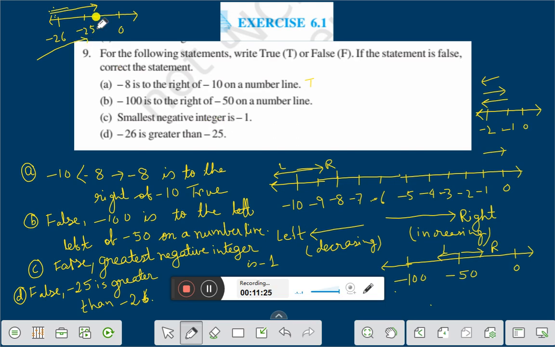Minus 26 is greater than minus 25. Here you see 0, this is minus 25, this is minus 26. In this direction it is increasing and in this direction it is decreasing, right? Therefore, you can say that minus 25 is greater than minus 26. This is the solution of question number 9.